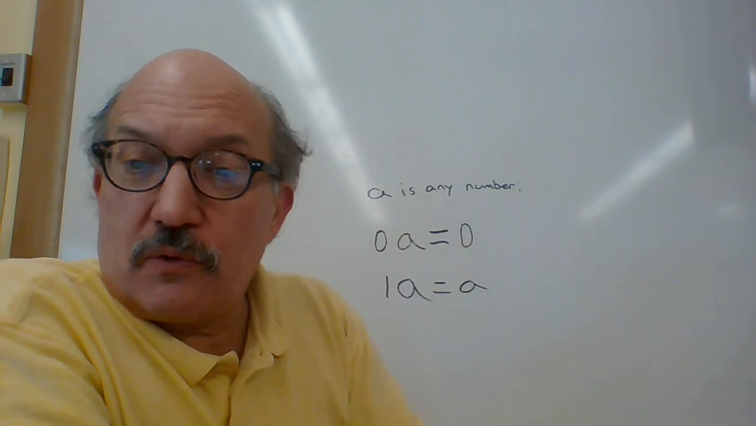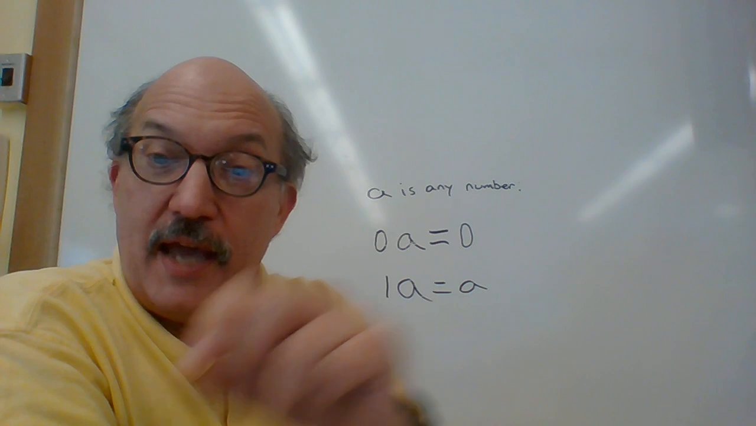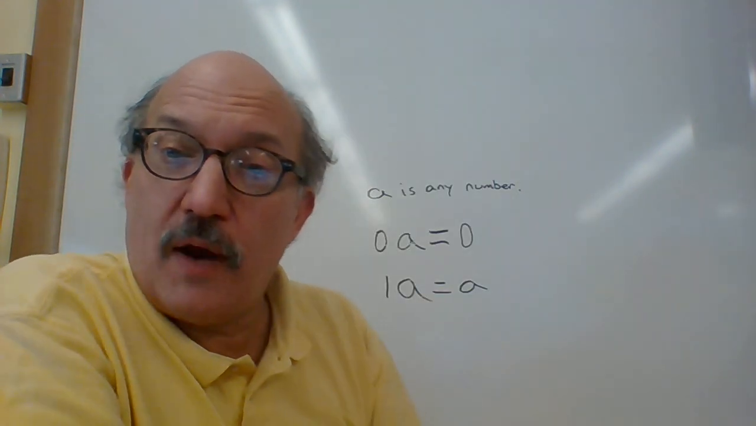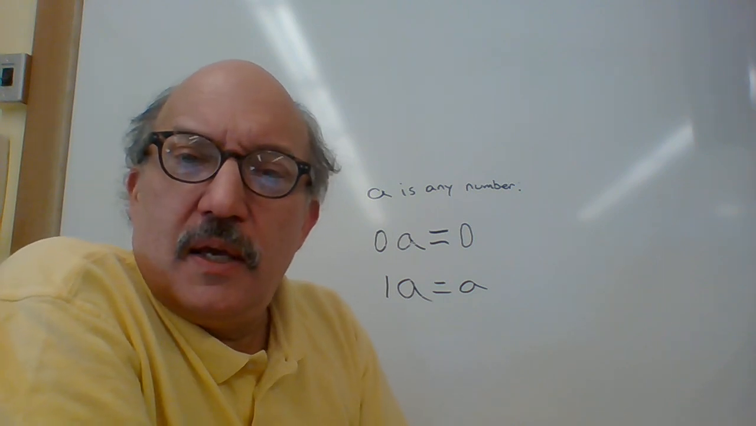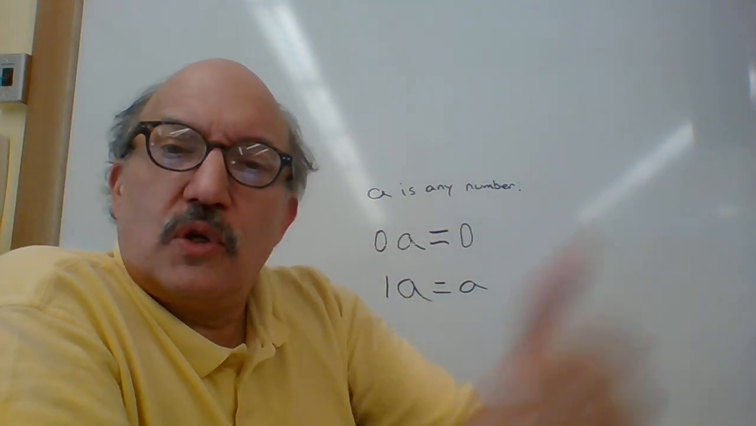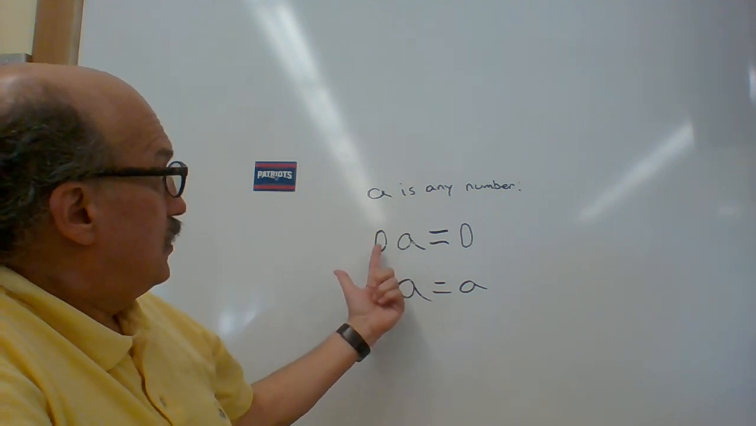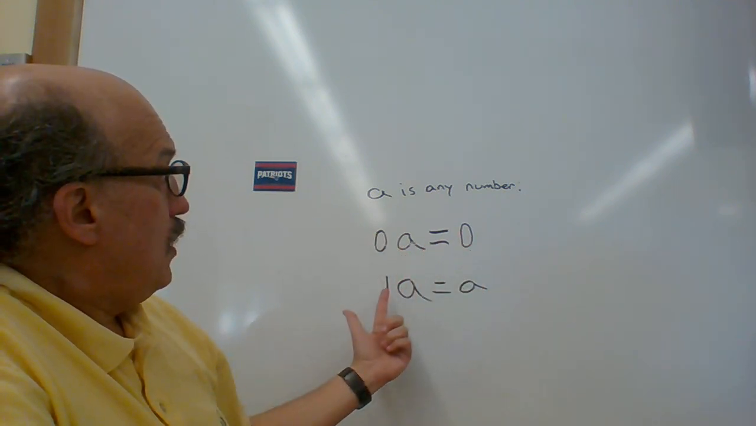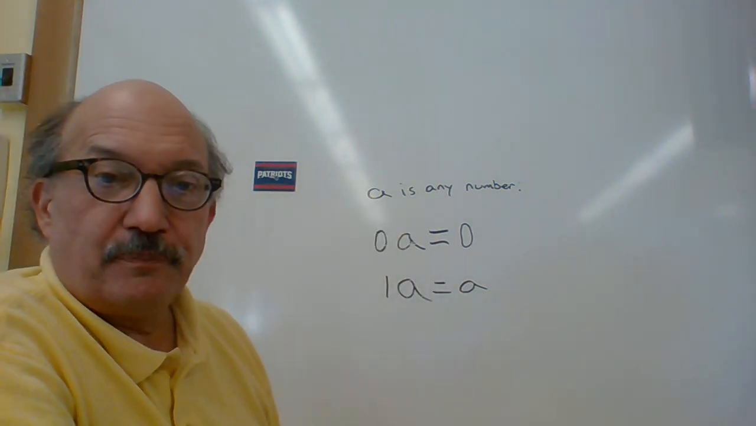Also, if 2 letters are right next to each other, like you have an A and then a B right next to it, that's also A times B. We just agree we won't write the X. We'll still use the X for times in 5th grade, but more and more as you go on, you're going to see this rule being displayed here. So this is 0 times A equals 0, and 1 times A equals A, and A can be any number.